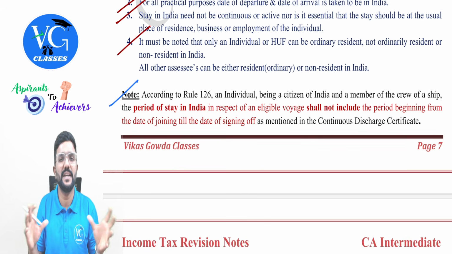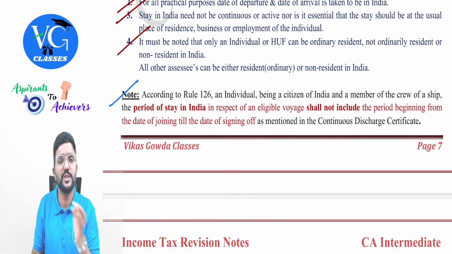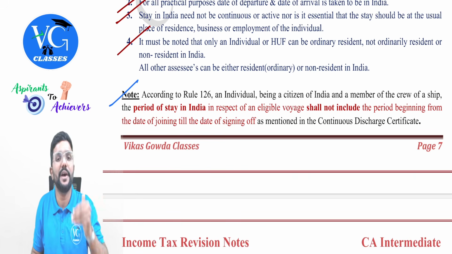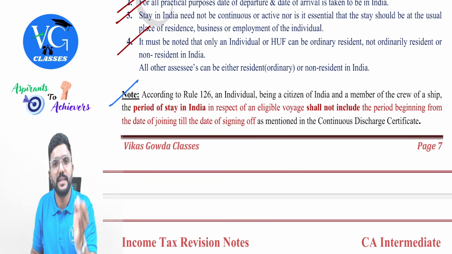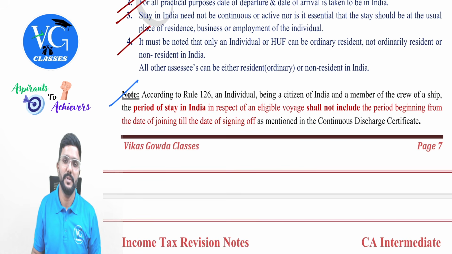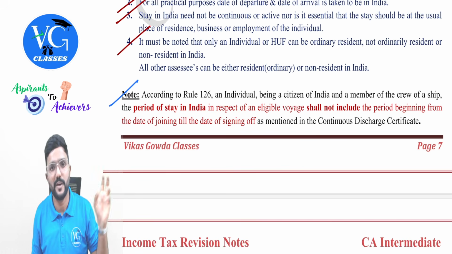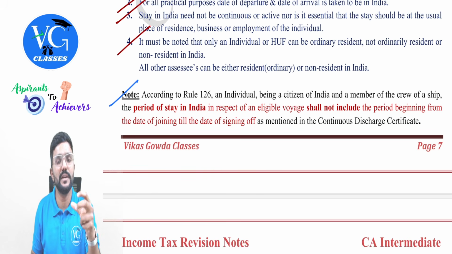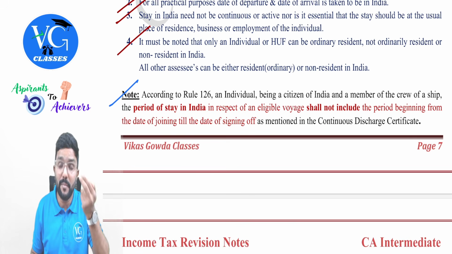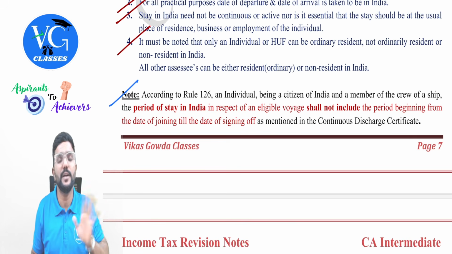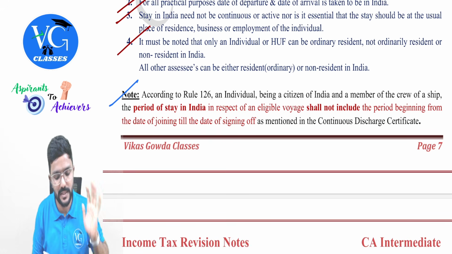Sir, here should we consider the territorial waters or the exclusive economic zone, because they are a part of India? No, no, guys. The period from the date they join the ship till they sign off from the ship is considered to be outside India. Clearer? Because for a few days the ship might still be within the territorial waters of India. Do we consider that number of days as stay in India? No. Got it? This is the important rule.